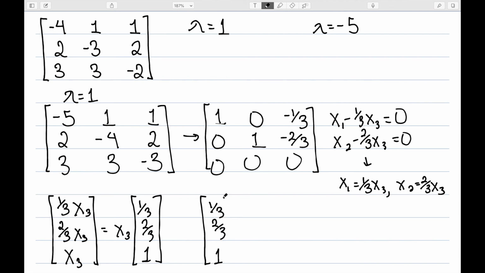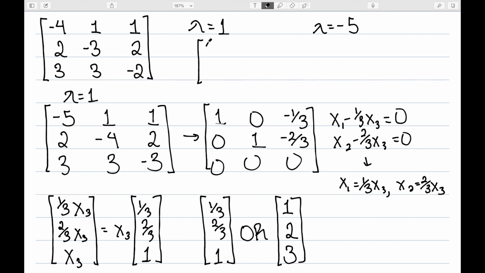And in reality, it's either this or any multiple of this. So it is common to multiply through by the common denominator to get rid of the fractions, so that this eigenvector corresponding to 1 will be 1, 2, 3.